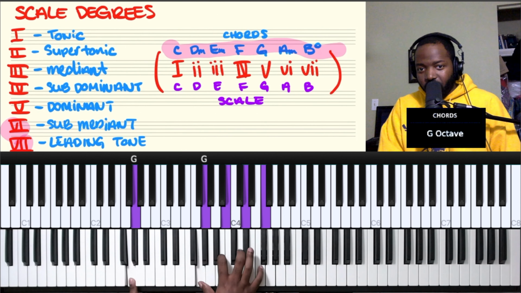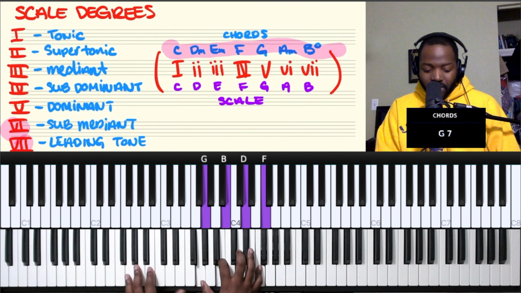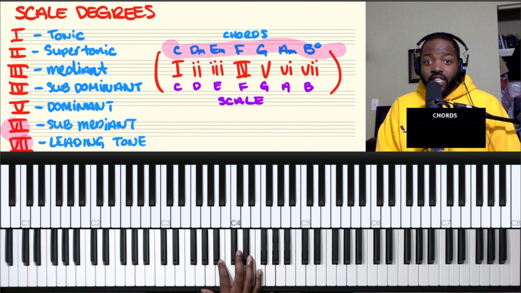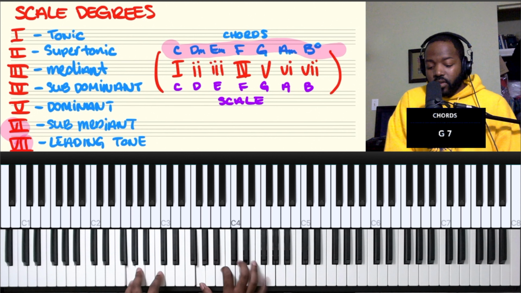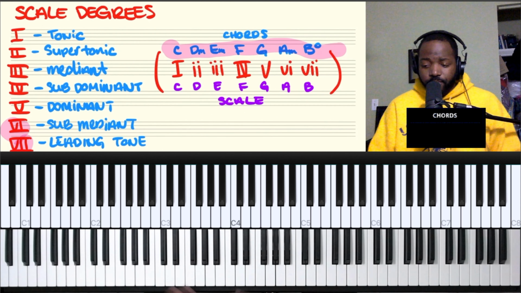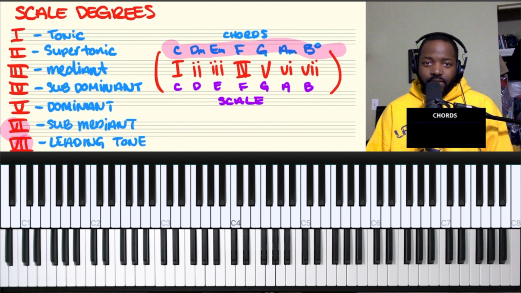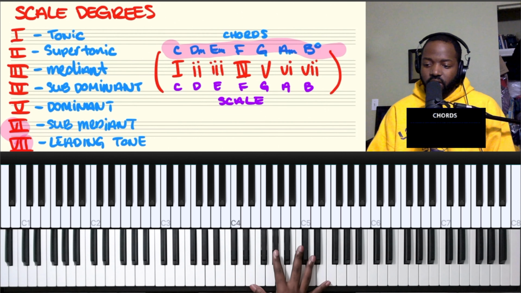Don't get too confused by it. If you didn't understand it, don't worry about it. But I'm just explaining the theory behind why that works, okay, and why your ear wants to hear those notes pull up to the C. Okay, so that's just a little teaser, a little introduction into some of this stuff.